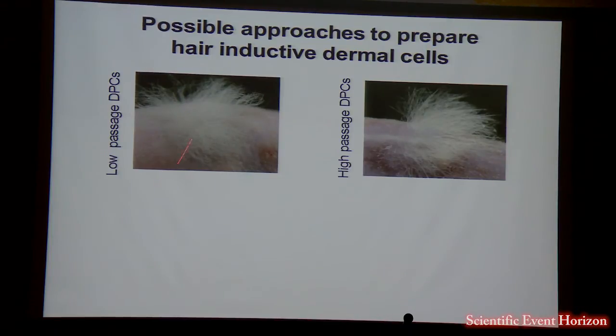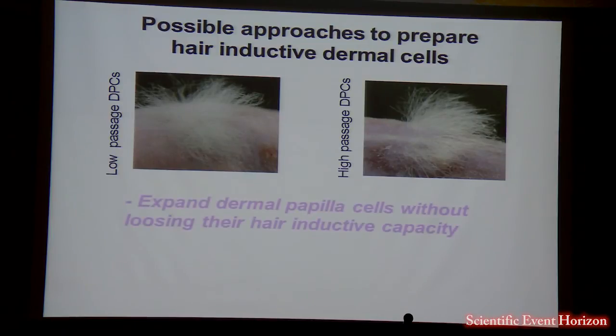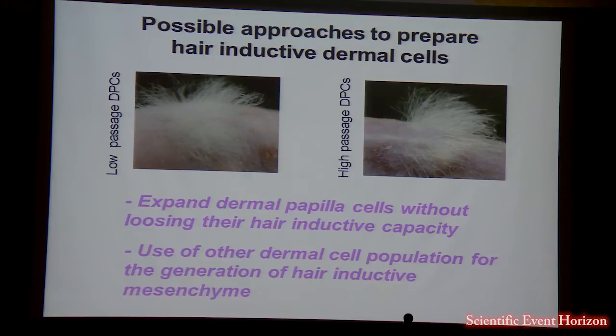As you can see here, in chamber assay, if you combine the low passage mouse dermal cells with epithelial components, the hair follicle efficiency is great, while with the high passage DPCs, the efficiency is significantly impaired. So one possible approach is to expand dermal cells without losing their hair inductive capacity, which seems challenging. And the other approach will be use of other dermal cell populations for the generation of hair inductive mesenchyme.